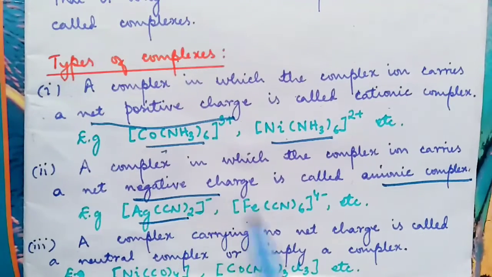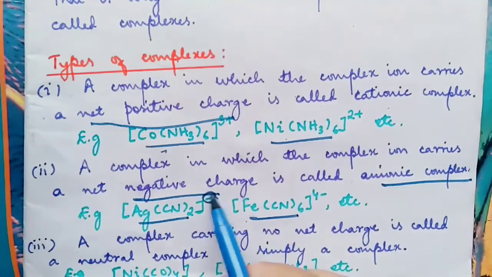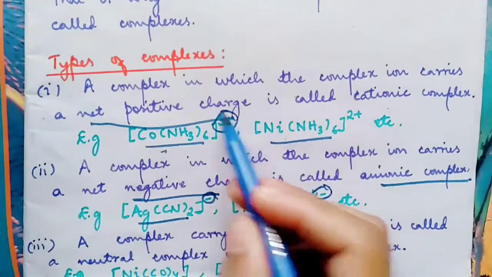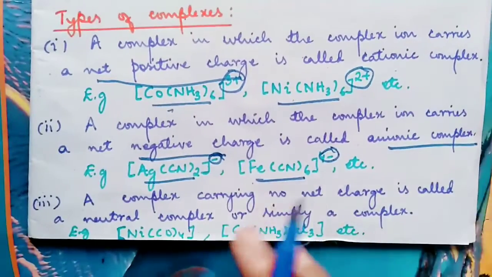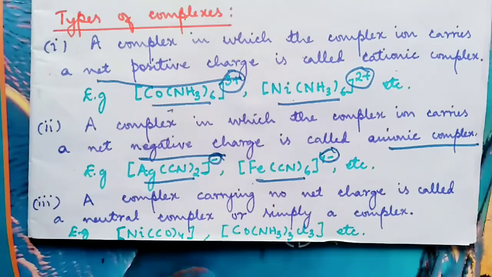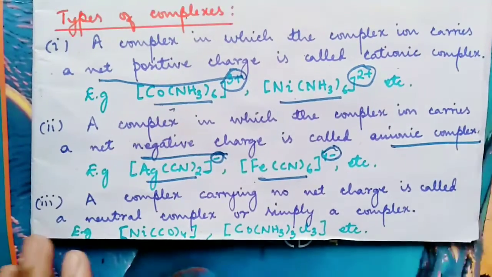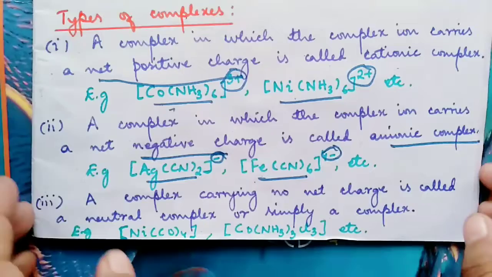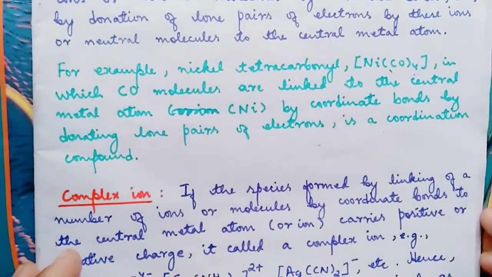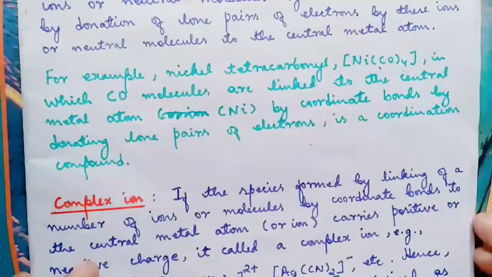And we have these two examples: negative charge, negative. Here we have positive, positive. Whereas those complexes in which there is no net charge are known as neutral complexes, or simply complexes. We have examples like nickel tetracarbonyl, and then we have this another one, and so on. So this is the definition of coordination compounds, complex ion, and the types of complexes.